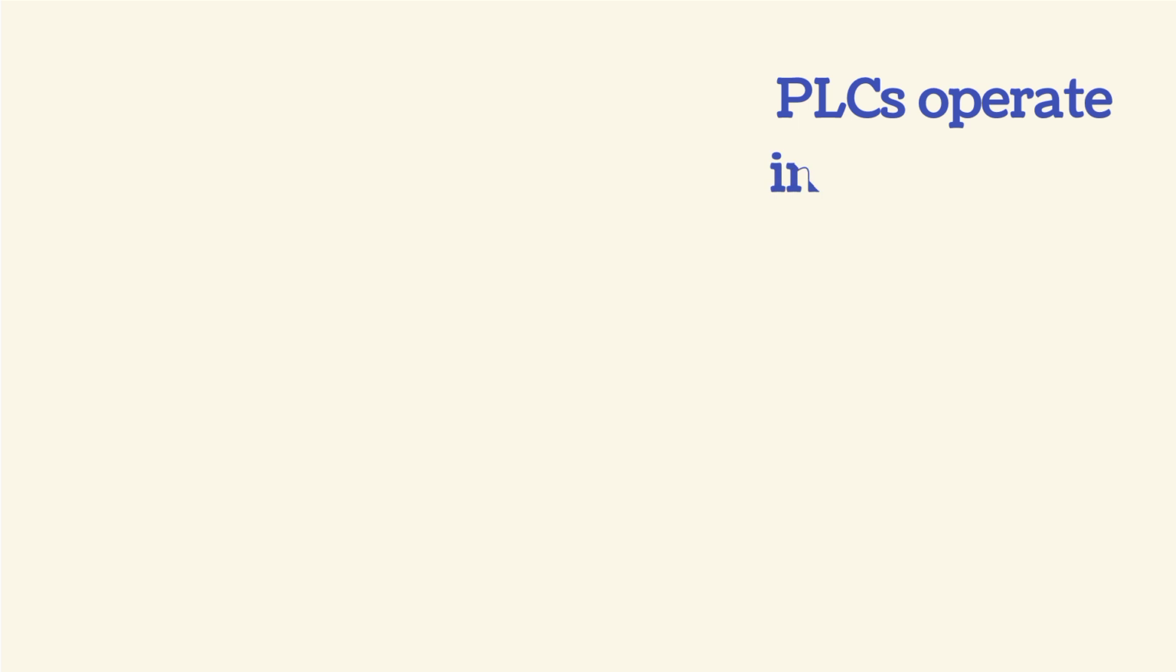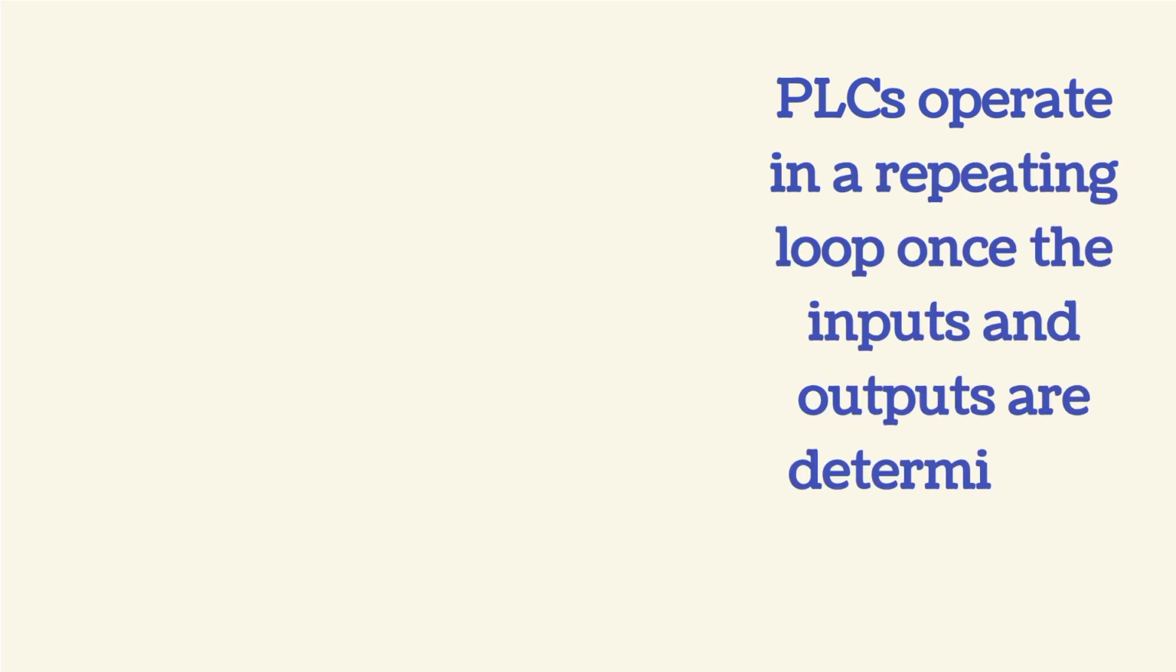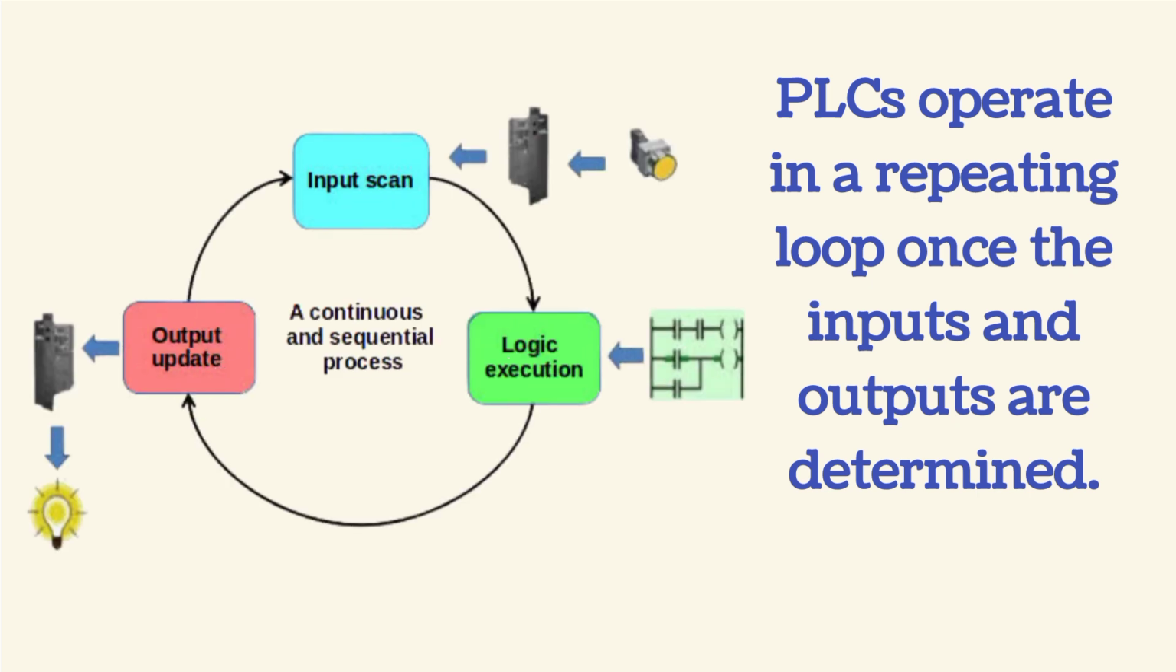PLC operates in a repeating loop once the inputs and outputs are determined. Means, input scan, logic execution, output update.